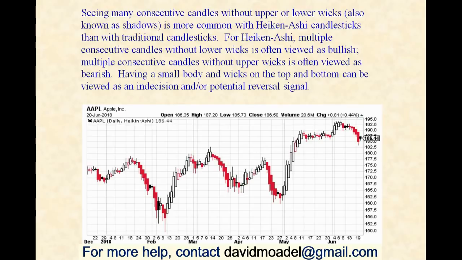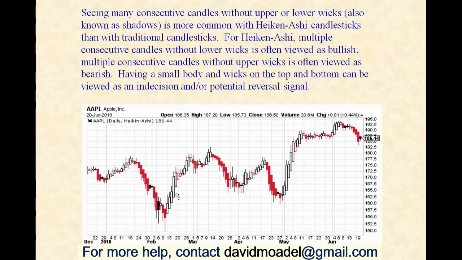All right, so we're going to try to show that on this daily candlestick chart from Apple, and I want to give credit to stockcharts.com. All right, so as I mentioned, at least in Heikin Ashi, multiple consecutive candles without lower wicks can be viewed as bullish. All right, so we can see them here.